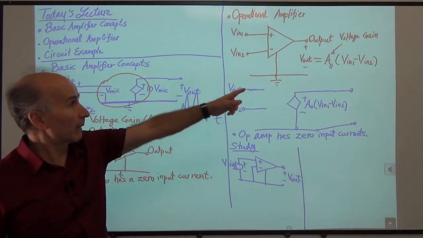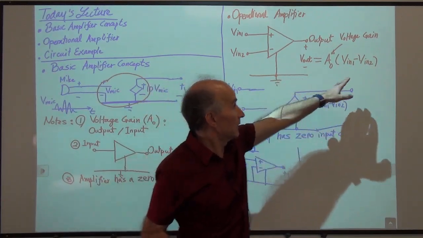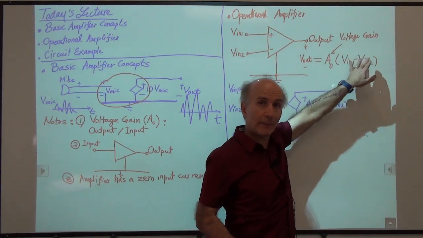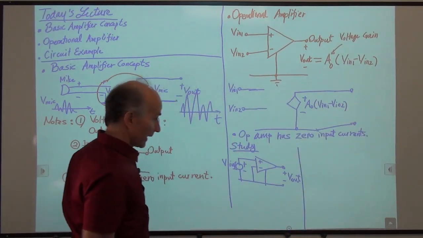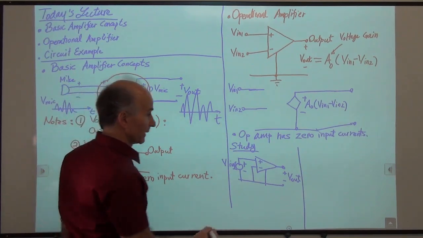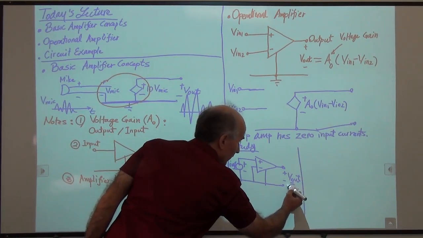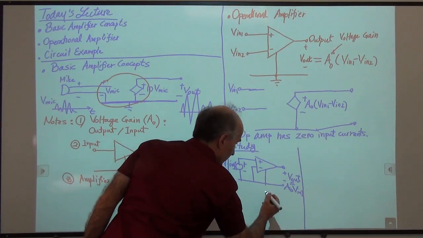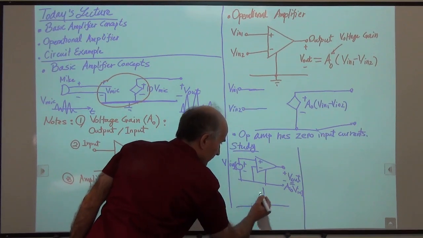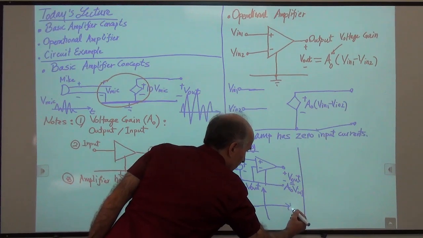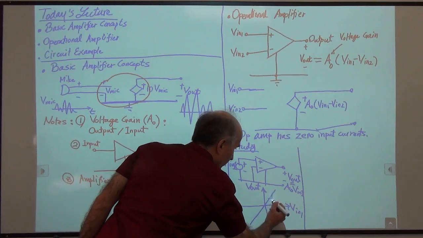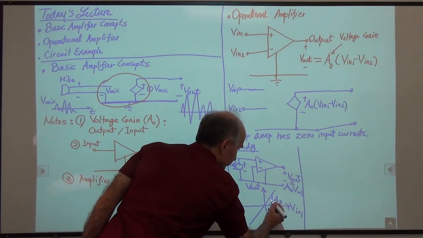Well, it's simple, right? We go back to this equation here, and we say V in 2 is set to 0, so that's gone. And V out is just A0 times V in 1. So V out is just equal to A0 times V in 1. So we can plot that, right? That's pretty quick. So V out as a function of V in 1 is just a straight line with a slope of A0.